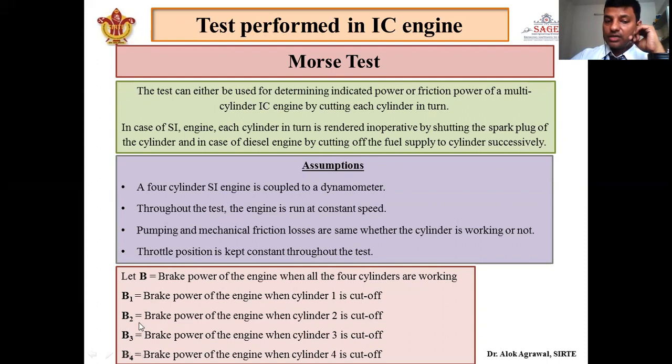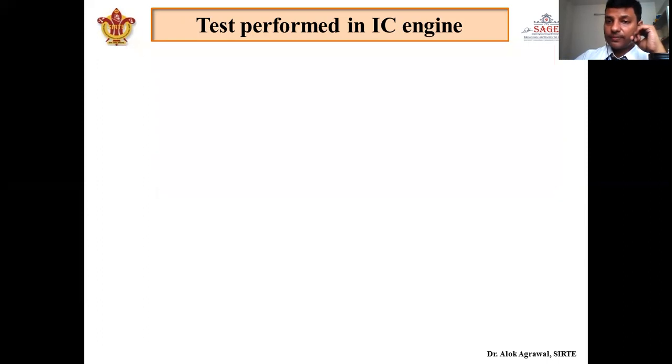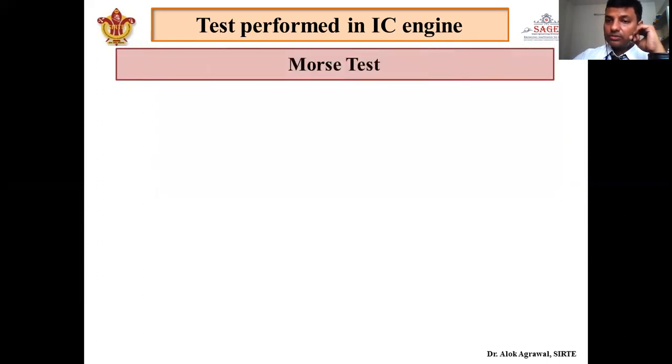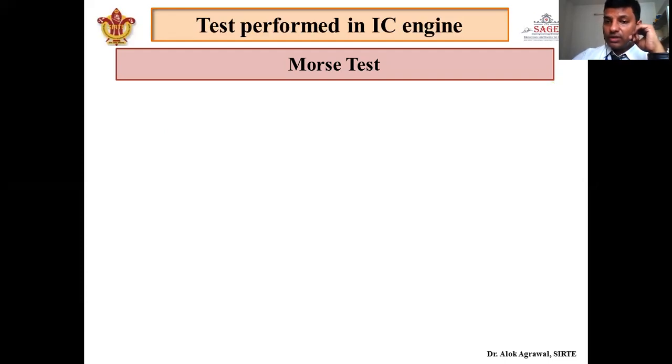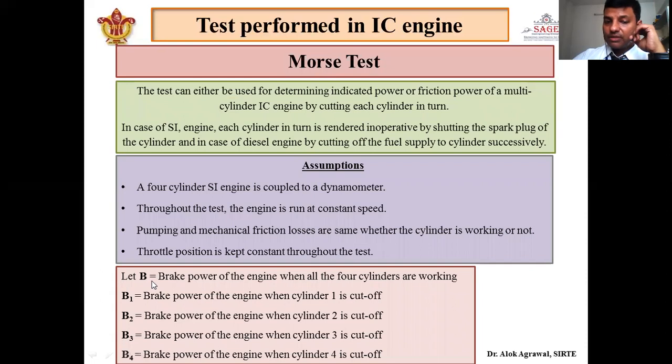Similarly, B2 is the brake power of the engine when cylinder 2 is cut off and 3 and 4 are working. B3 and B4 are for cylinder 3 and cylinder 4 cut off respectively. Now let I1, I2, I3 and I4 be the indicated power developed by the cylinders, and the corresponding friction power be F1, F2, F3 and F4. See this B, whatever is given, capital B, the reading can be taken by the dynamometer.